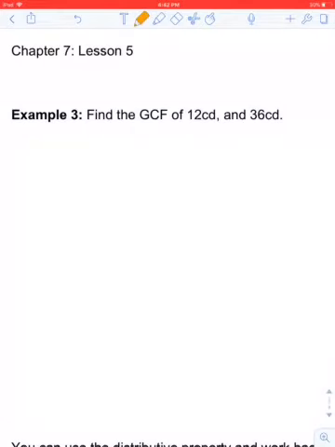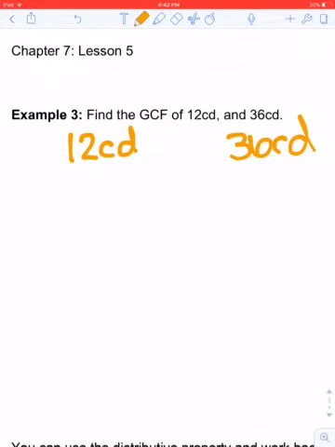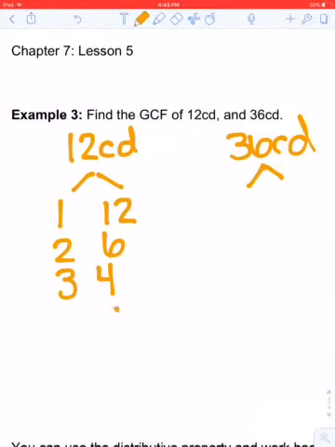So GCF, we have 12CD and 36CD. So we can go ahead and write 12CD over here. We can write 36CD on this side, and we can go ahead and start factoring. If you want to, take a moment and factor this by yourself, hit pause, and then when you think you have it all factored and found the GCF, go ahead and hit play again and check your answer with my answer. So we have 1 and 12, 2 and 6, 3 and 4, and then we have C, and then we have D.